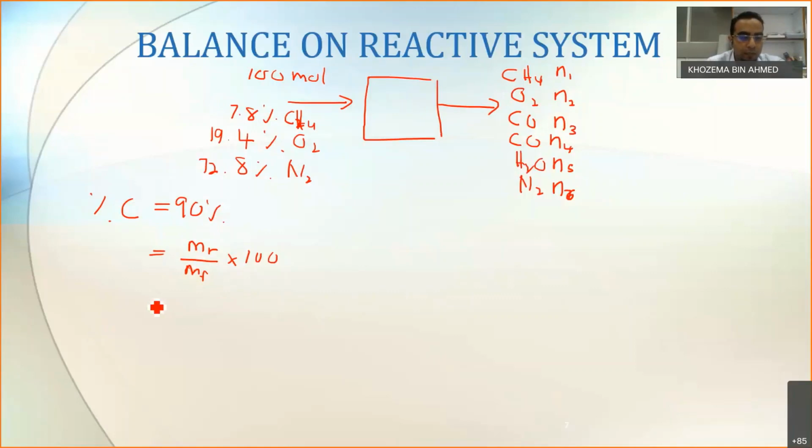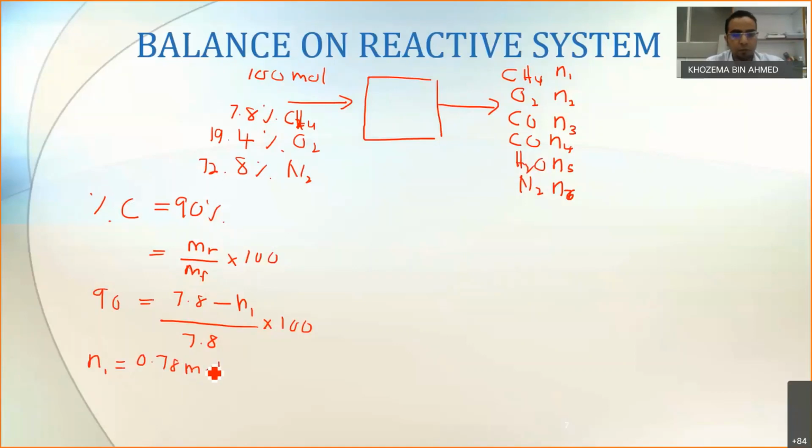So 7.8% times 100 gives us 7.8 mole. The amount left in our system is going to be N1, as we explained in our previous example. So (7.8 minus N1) divided by 7.8 times 100 is equal to 90. Straight away we get N1 equal to 0.78 mole. So we have found the value of N1.